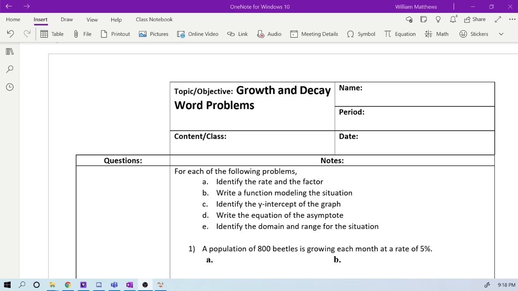Today we'll go over a few examples of growth and decay word problems. For each of the following problems, we're going to: A. Identify the rate and the factor. B. Write a function modeling the situation. C. Identify the y-intercept as one of our key features. D. Write the equation of the asymptote. And E. Identify the domain and range of the situation.